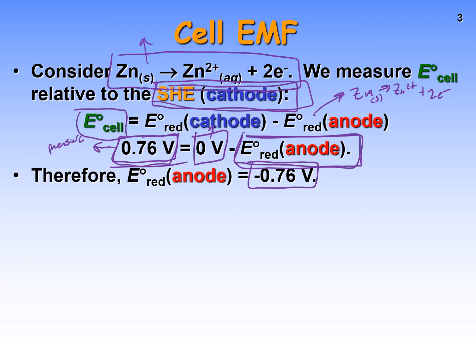Now, wait a second. This is an oxidation. Why are we talking about standard reduction potentials? It doesn't matter. We still use the reduction potential, right? We know that it's an oxidation because it's occurring at the anode, but we're still going to look up the standard reduction potential when using this equation.